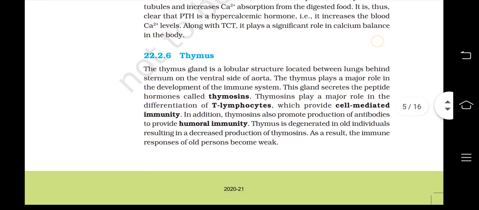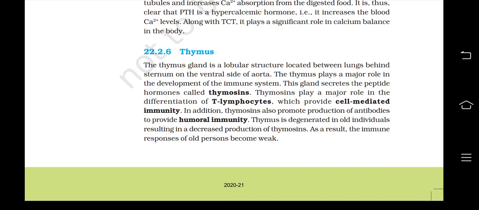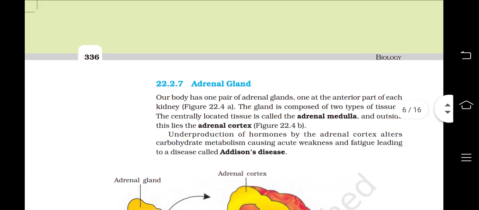Now the thymus. The thymus gland is a lobular structure located between the lungs behind the sternum on the ventral side of the aorta. The thymus plays a major role in the development of the immune system. This gland secretes the peptide hormones called thymosins. Thymosins play a major role in the differentiation of T lymphocytes, which provide cell-mediated immunity. In addition, thymosins also promote production of antibodies to provide humoral immunity. The thymus degenerates in old individuals, resulting in decreased production of thymosins. As a result, the immune responses of old persons become weak.